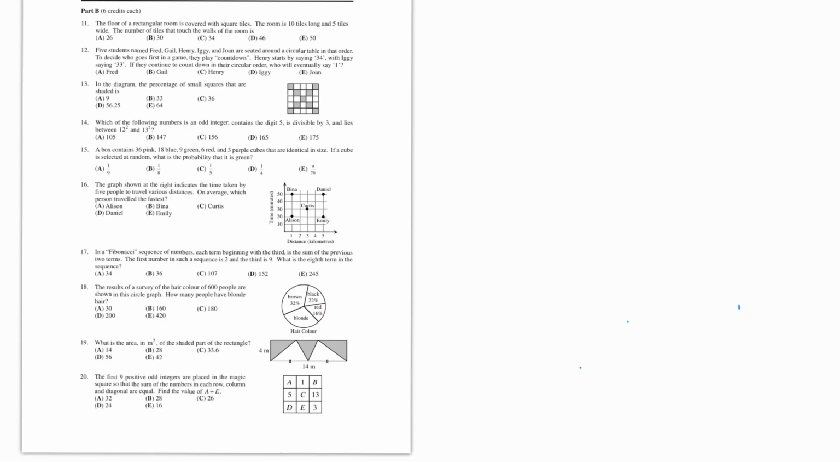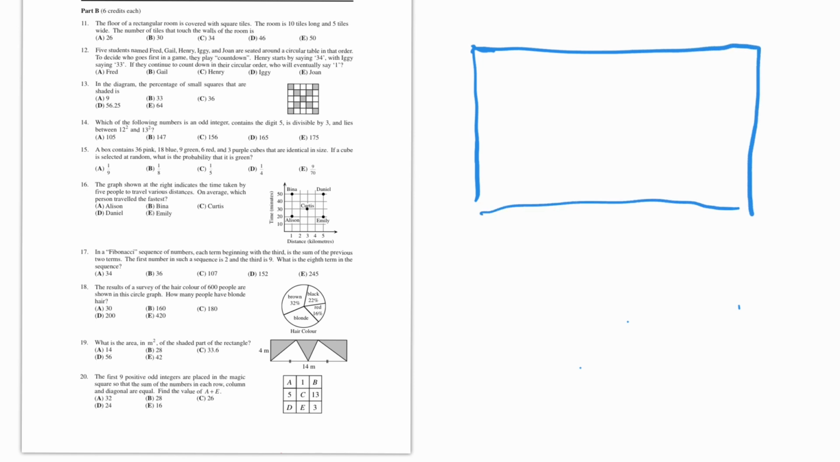Number 11. The floor of a rectangular room is covered with square tiles. The room is 10 tiles long and 5 tiles wide. The number of tiles that touch the walls of the room is... Let's draw the diagram first. That's the 10 tiles, so here is the 10. And the 5 tiles is here.